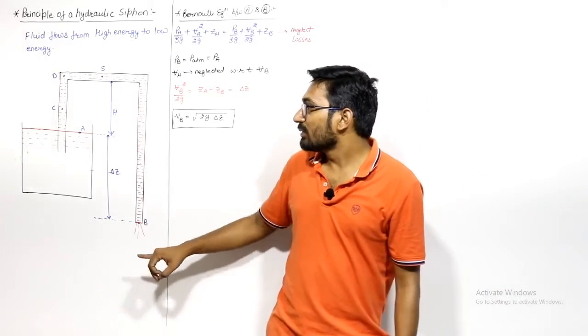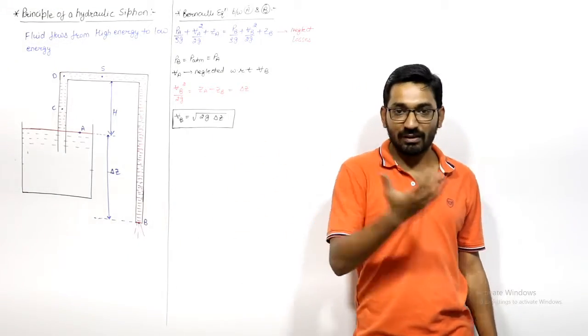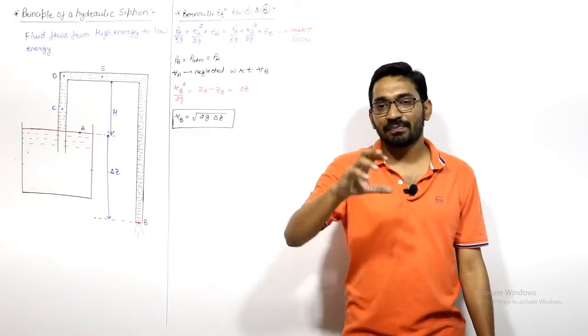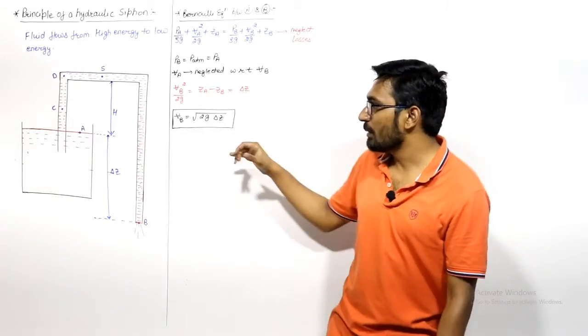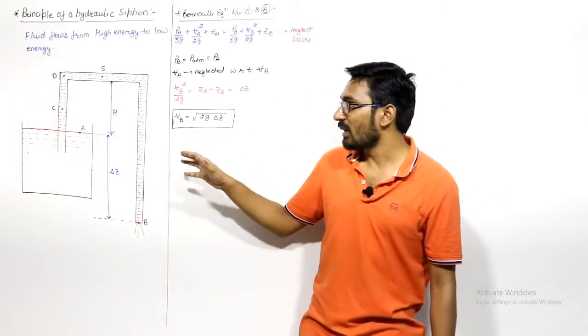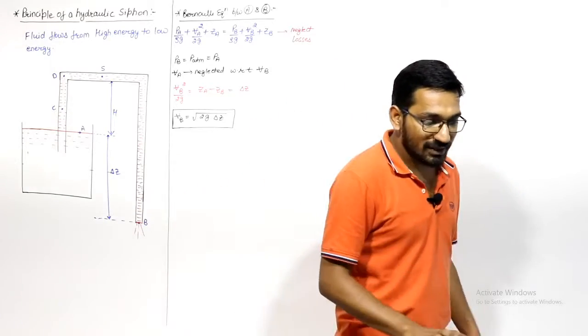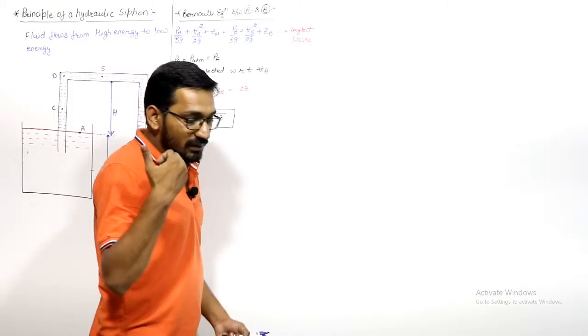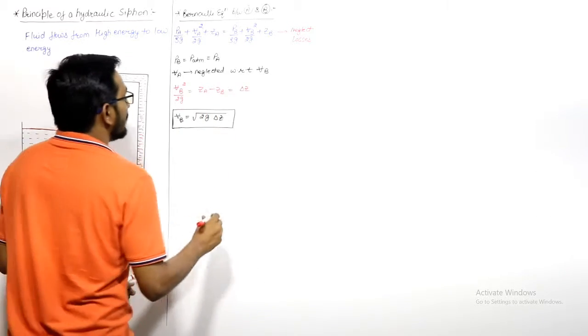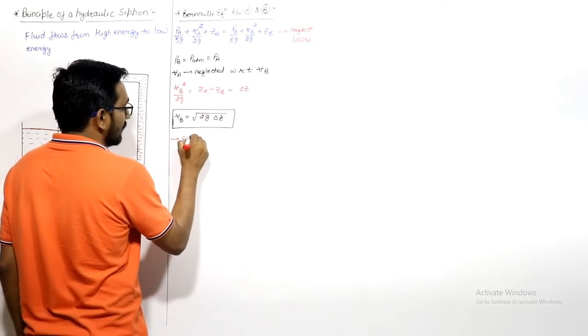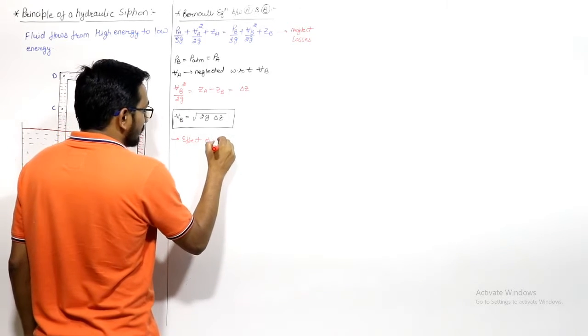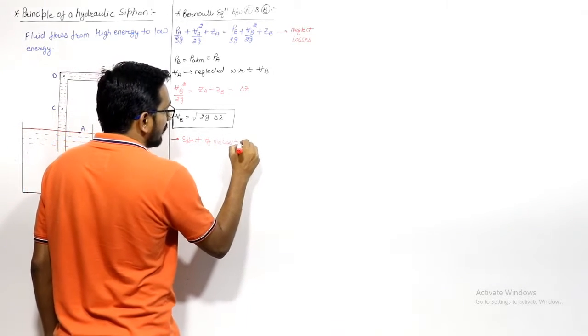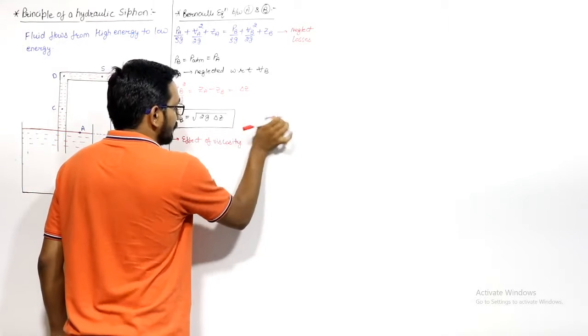So siphon can be used to transfer the liquid from one tank to another tank, one reservoir to another reservoir, without taking the help of a pump, right? We are not installing any pump here. So let us say the effect of viscosity is considered.